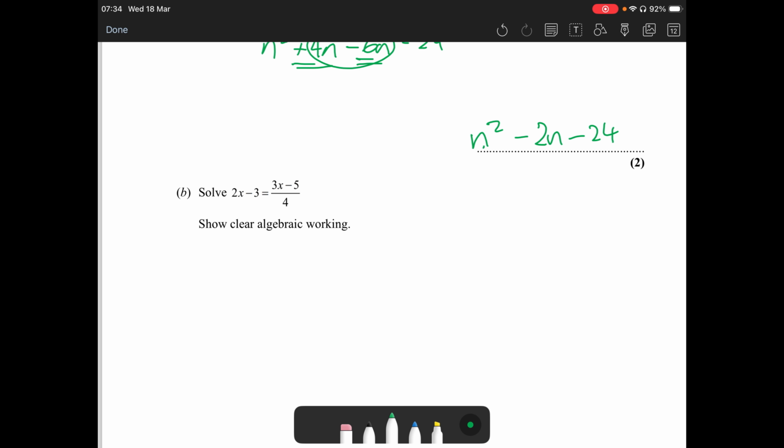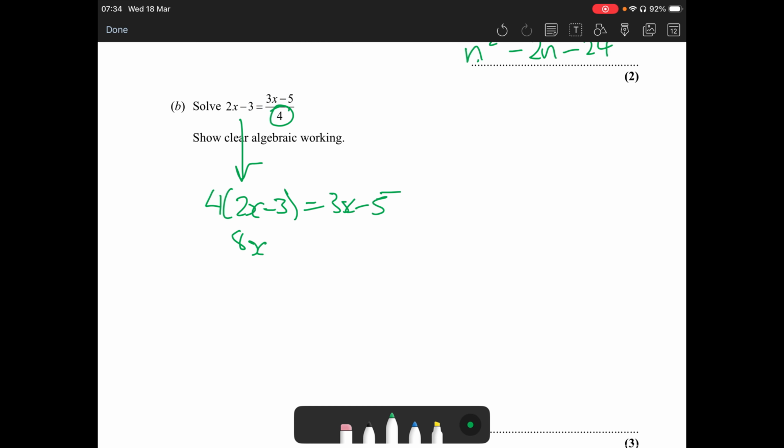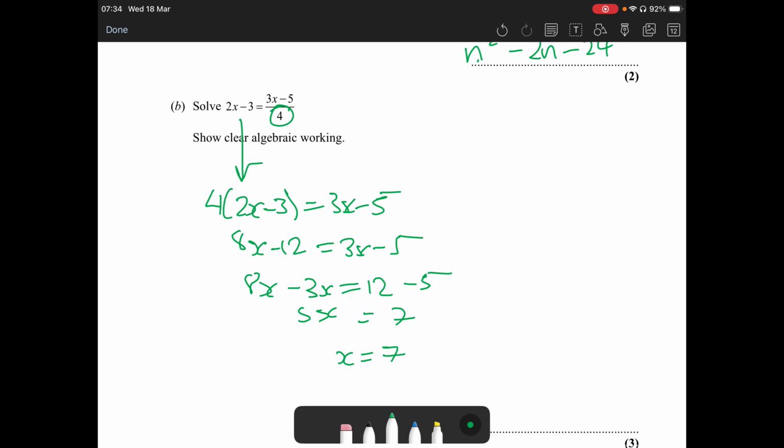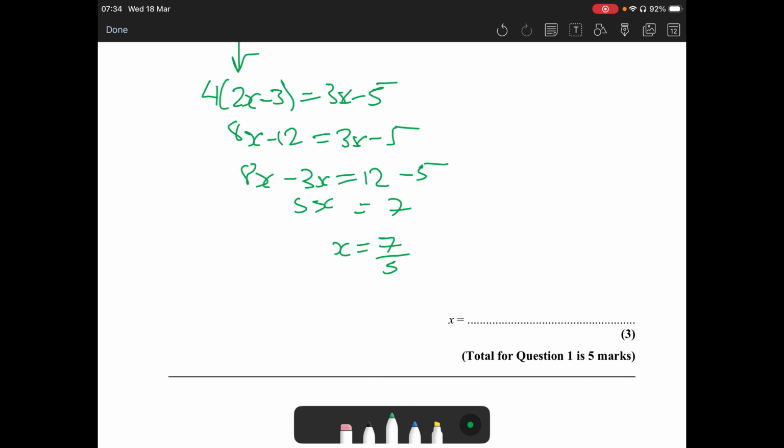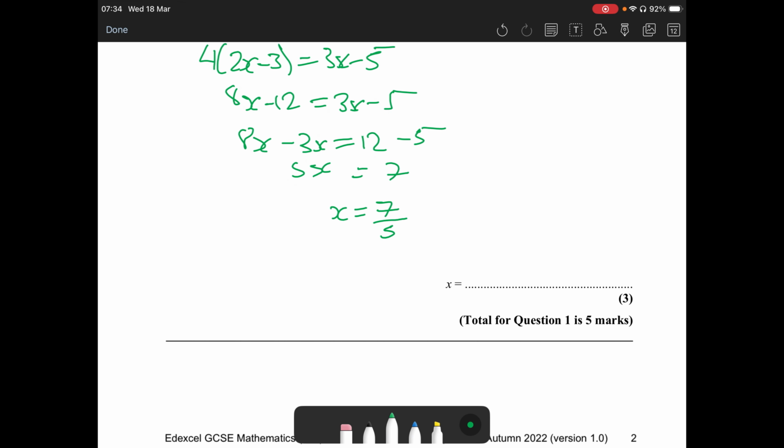Now, solving this, the first thing you want to do is to multiply your 4 across. Don't forget to use brackets here. 4 bracket 2x minus 3 equals 3x minus 5. Expand your bracket: 8x minus 12 equals the same thing. Move the x's to the left, so that 3x on the right becomes negative 3x, and that 12 on the left becomes positive 12. Sort the left out, 5x, sort the right out, 7. x equals 7 divided by 5, so 7 fifths, or you can write 1.4 if you want.